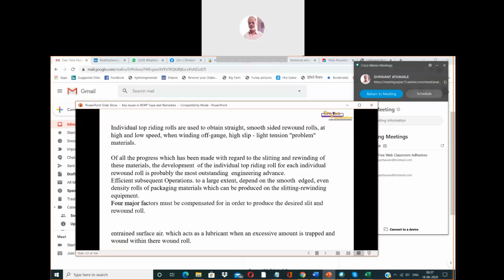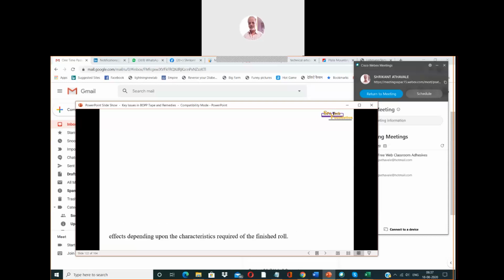Four major factors must be compensated for in order to produce the desired slit and rewound roll. These factors are gauge variation, gauge bands, slick zones, and entrapped surface air, which acts as a lubricant when an excessive amount is trapped and wound within the wound rolls.